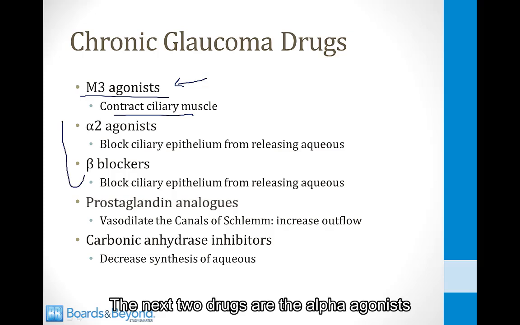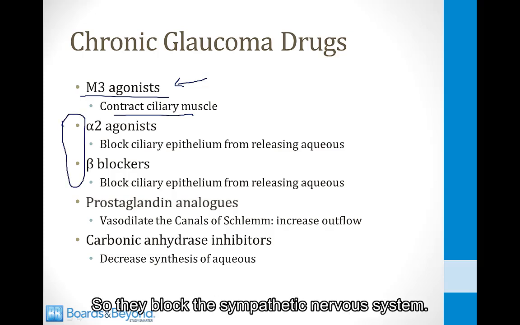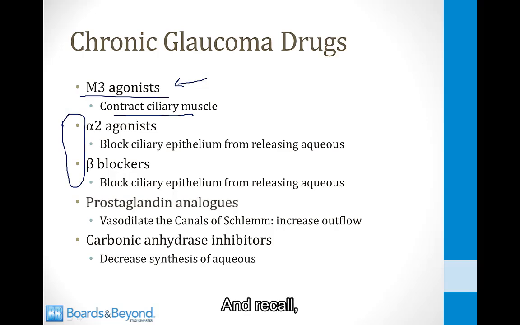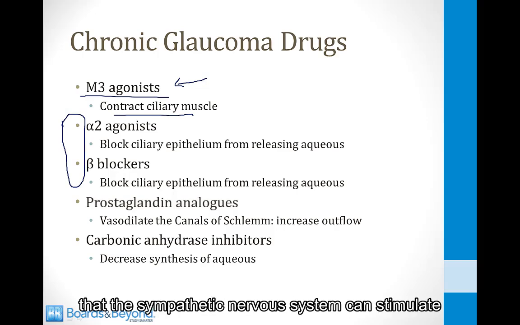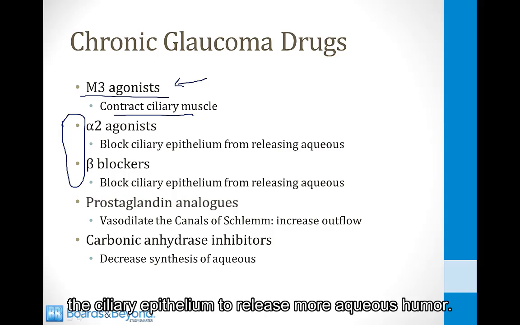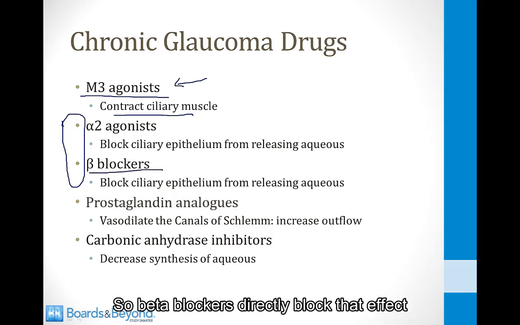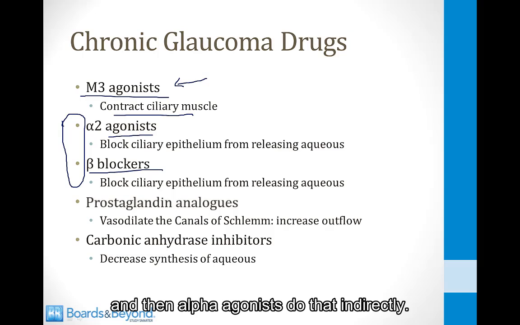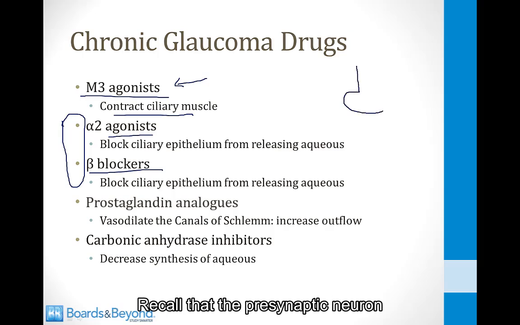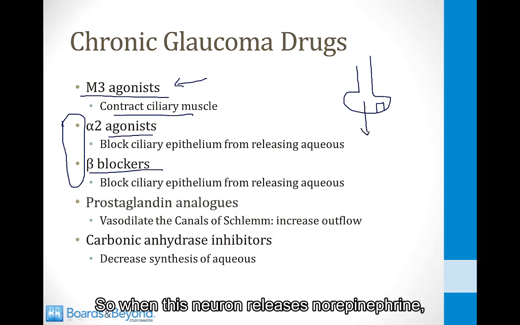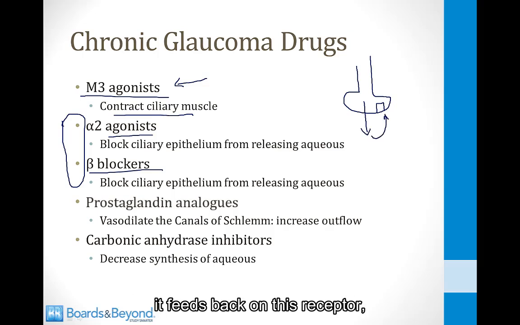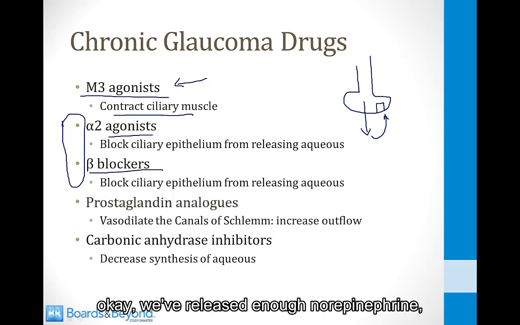The next 2 drugs are the alpha agonists and the beta blockers, so they block the sympathetic nervous system. And recall that the sympathetic nervous system can stimulate the ciliary epithelium to release more aqueous humor. So beta blockers directly block that effect of the sympathetic nervous system, and then alpha agonists do that indirectly. Recall that the presynaptic neuron has an alpha-2 receptor right here, and that senses norepinephrine. So when this neuron releases norepinephrine, it feeds back on this receptor, and then the receptor says, okay, we've released enough norepinephrine, and it shuts down norepinephrine production.